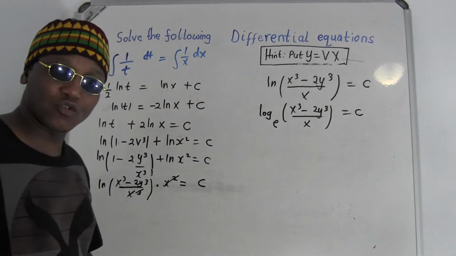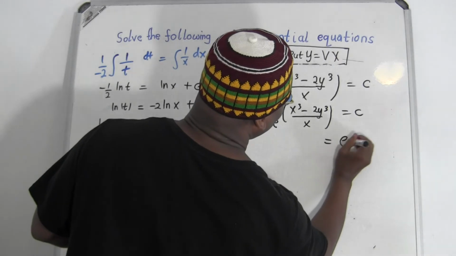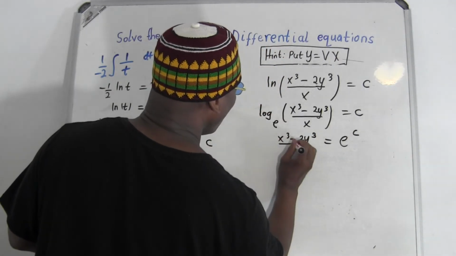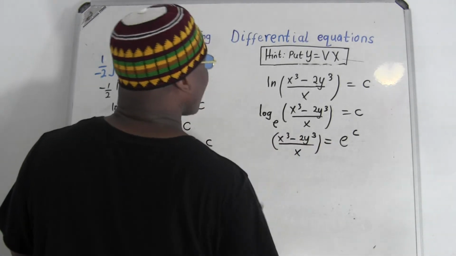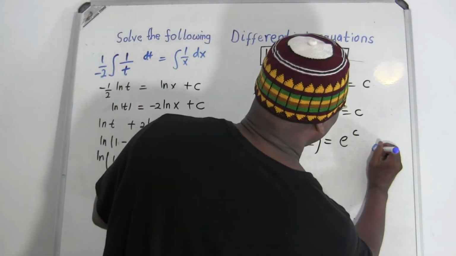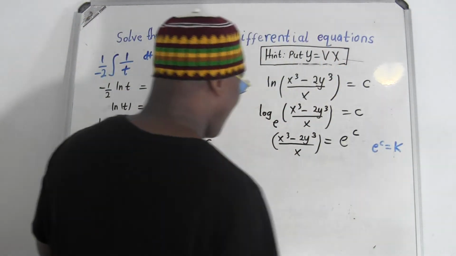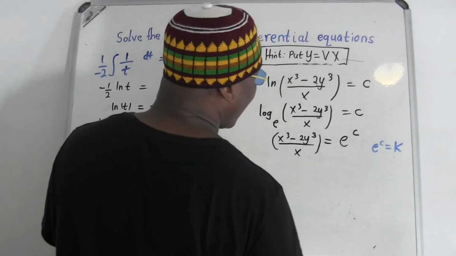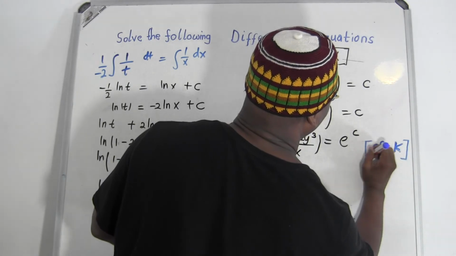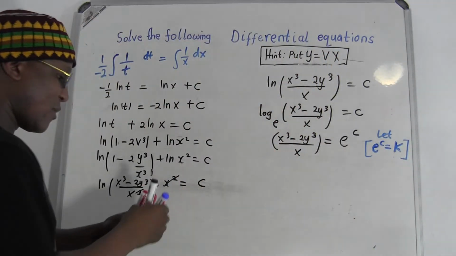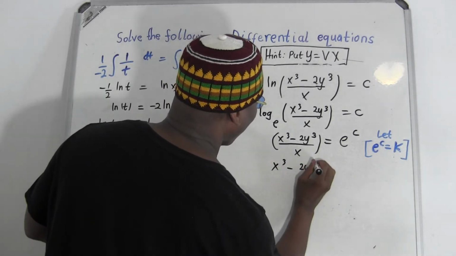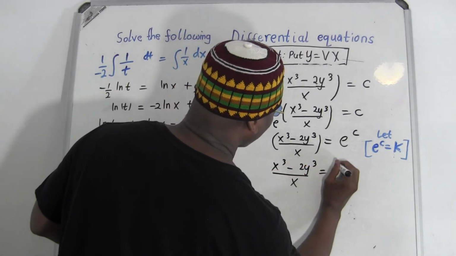And then from the exponential rule, I'll push this e here. So it's going to be e power c, and I'm left with x cubed minus 2y cubed over x. Let me let e power c equal k. So I'll replace e power c with the value of k, and I'll say x cubed minus 2y cubed over x equal to k.